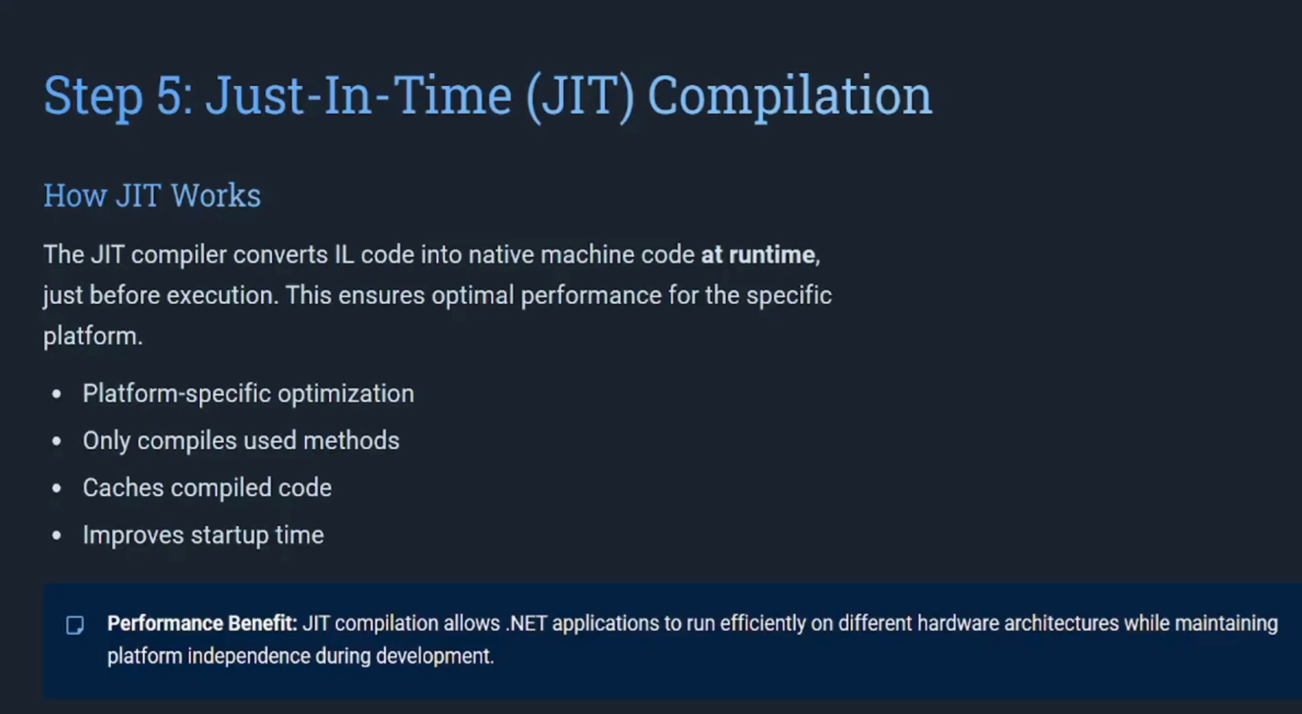Now comes the final step before execution, JIT compilation. JIT stands for Just-in-Time compiler. The IL code stored in the assembly is not directly executed. Instead, when the program runs, the JIT compiler converts IL into native machine code, but only when it is required. This means only the methods that are actually used are compiled, and the compilation happens at runtime. And the generated machine code is optimized for the system where it is running. So, this improves performance and efficiency.